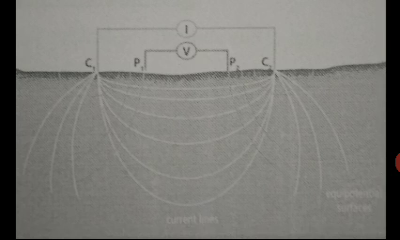Electrical resistivity methods, electromagnetic methods, self-potential methods, and induced polarization methods are the important categories of electrical methods. All geological formations have a property called electrical resistivity rho, and this resistivity is expressed in the units of ohm meters.